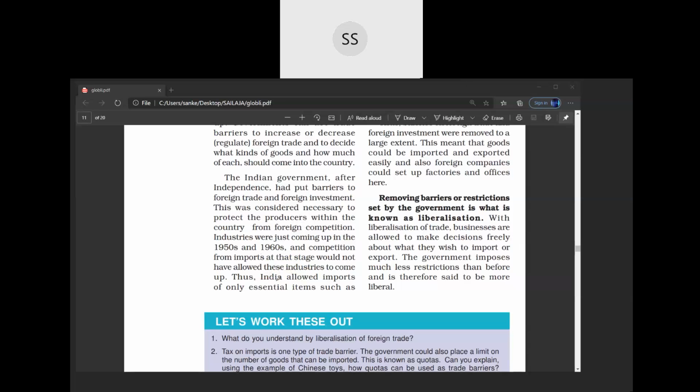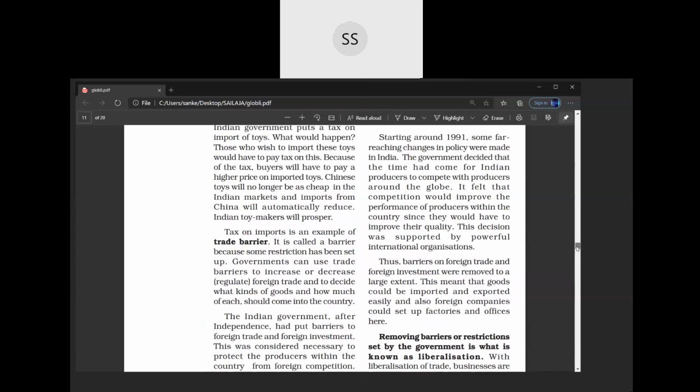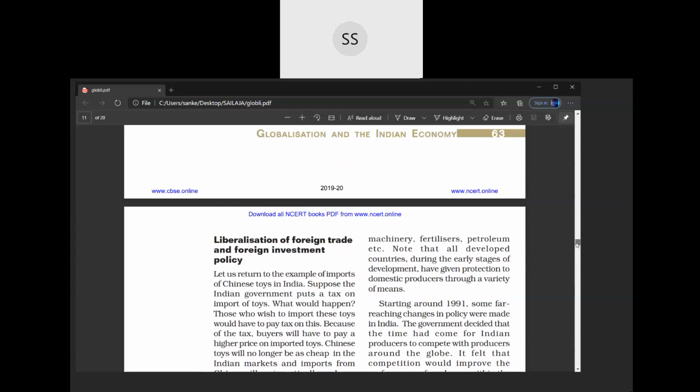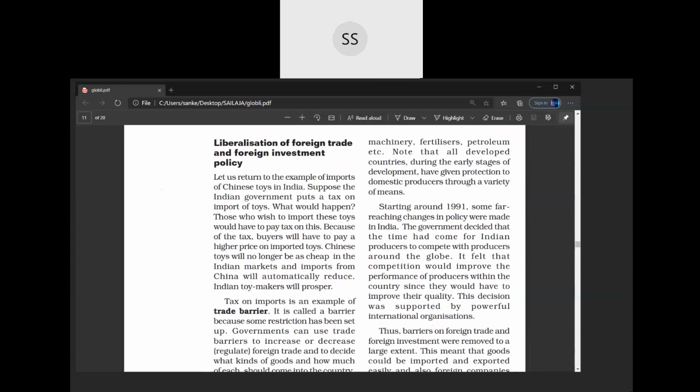Thus, India allowed imports of only essential items. Restriction doesn't mean that we were not trading completely with other countries. We were trading, but we were importing very few goods, and those were goods essential for our country. For example, we were importing some petroleum products, some machinery, some fertilizers which were very much required for our industries.